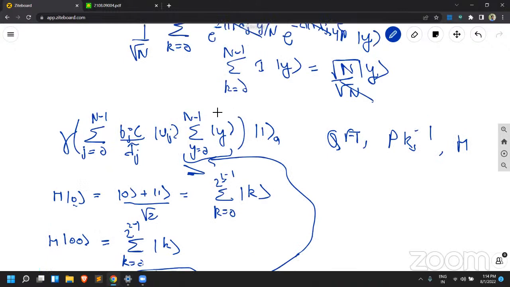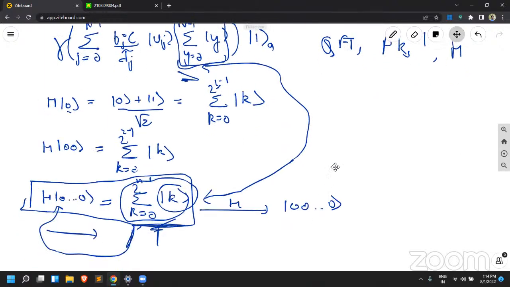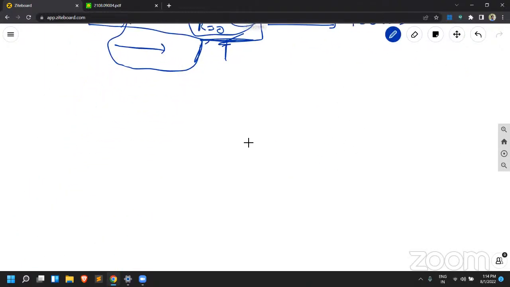So finally, when you apply Hadamard to this clock register, what we are going to get is a set of qubits which is in zero zero states. So our final state would look somewhat like: gamma, a normalization constant, sum over j equal to 0 to n minus 1 of bj c by lambda tilde j times uj, and you have 0 0, which after applying QP is the clock register, and this one is the ancilla.